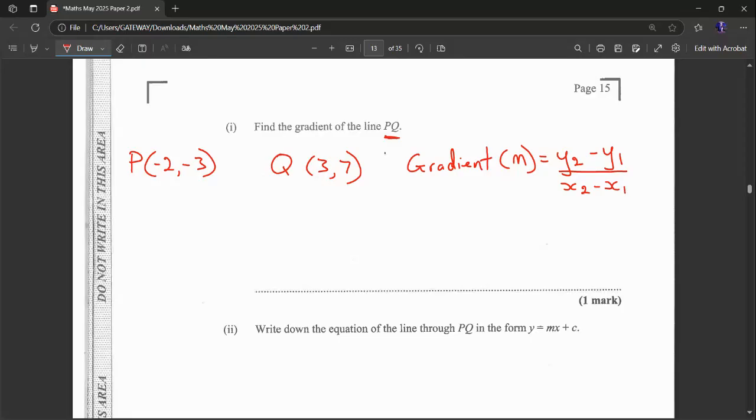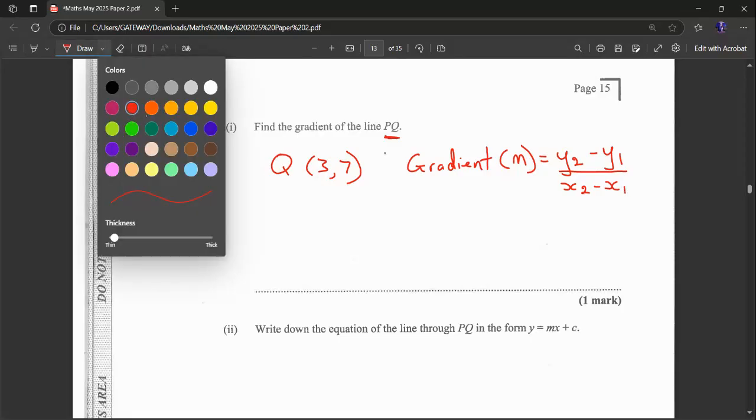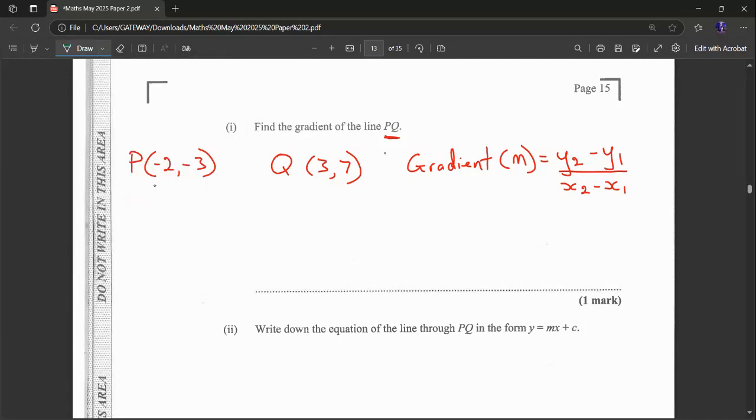And you get those values from the points. So this will be x1, y1, and this will be x2, y2. So m, which is your gradient, will be equal to y2, which is 7, minus y1, which is -3. So I'll put that in brackets, all over x2, which is 3, minus x1, which is -2. So I'll put that in brackets.